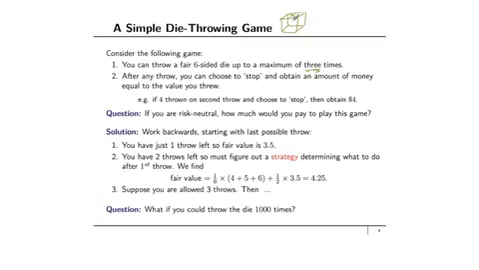So let's think about this. So the solution is going to be to work backwards, starting with the last possible throw. So if we've just got one throw remaining, then the fair value of the game must be 3.5. And the reason is, on that last throw, you can get 1, 2, 3, 4, 5, or 6, each with probability 1/6. And so the fair value of this game is 1/6 times 1, 1/6 times 2, and so on, and it's equal to 3.5.